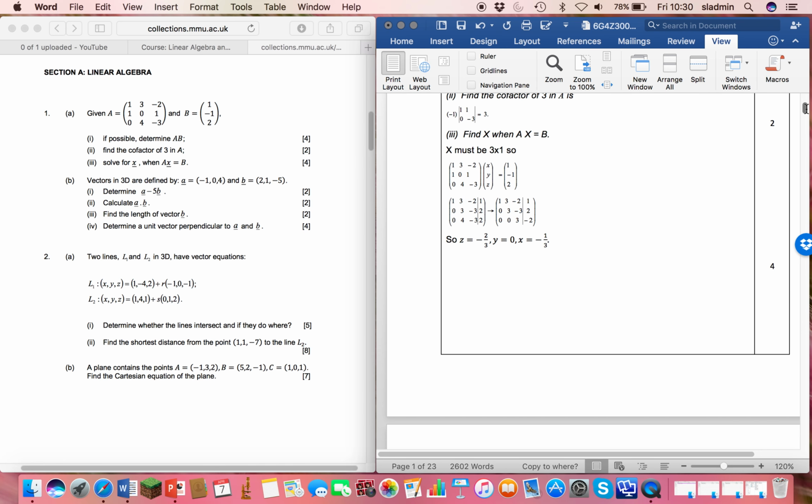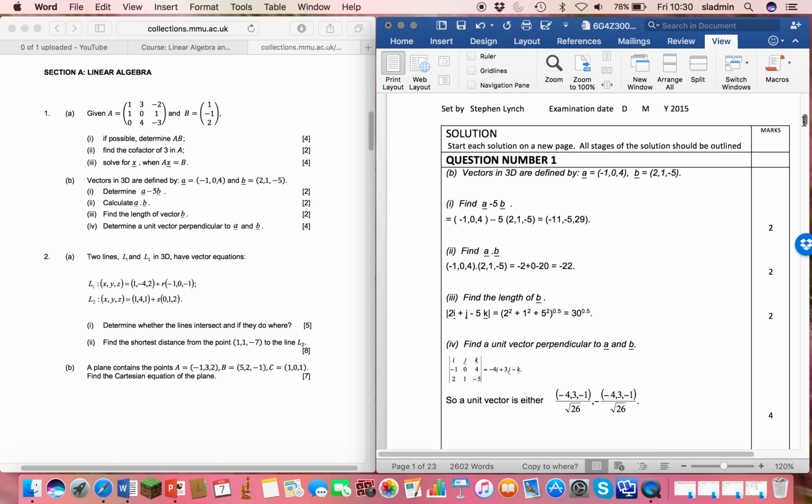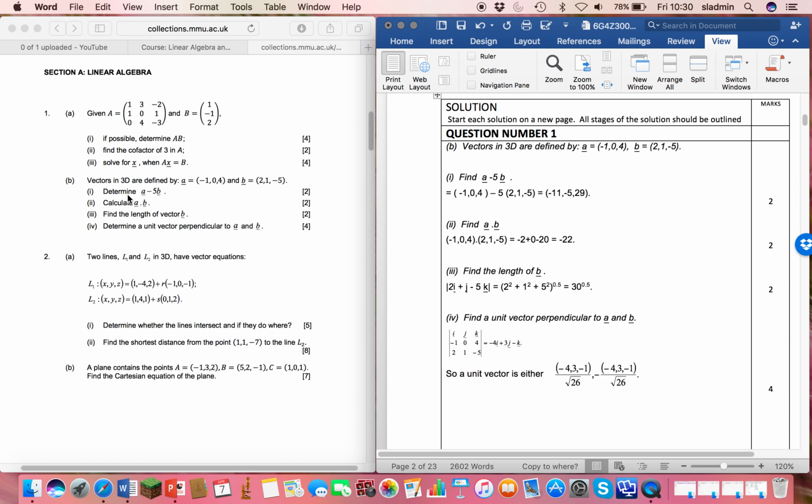Moving on to question 1B, which is concerned with vectors. So 1B part 1, we want to determine the vector a minus 5 times b. So a is this 3-dimensional vector, b is this 3-dimensional vector. 5 times b, we simply perform scalar multiplication, multiply each element by 5. And then we add and subtract corresponding elements in the vector. So to work out the element in position 1, we have minus 1 and then take away 5 times 2 is 10. So we have minus 1 minus 10. So the leading term here is minus 11.